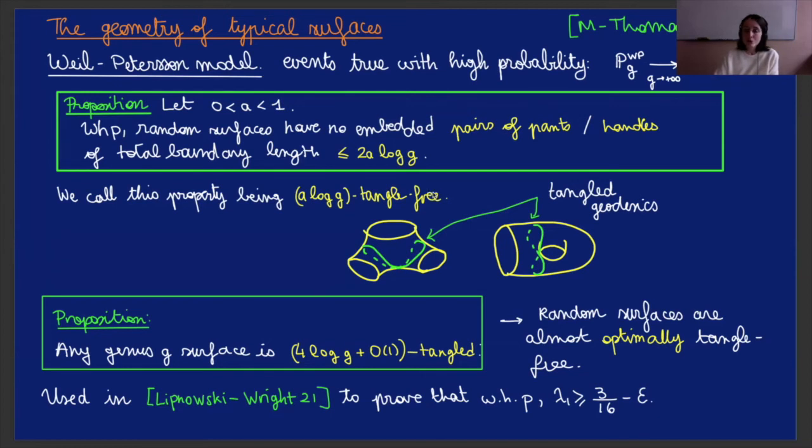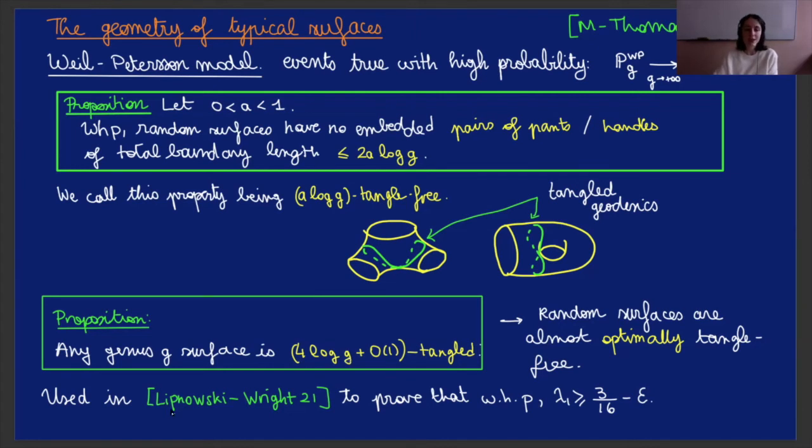One intuition for that is that if you have a small pair of points or a small handle, you can draw an 8 on the pair of points or on the handle. And it's a tangled geodesic. So having a small pair of points or handle is linked to having small tangled geodesics. You can prove that any genus g surface is 4 log g tangled. So in this sense, random surfaces are almost optimally tangle-free up to a constant.